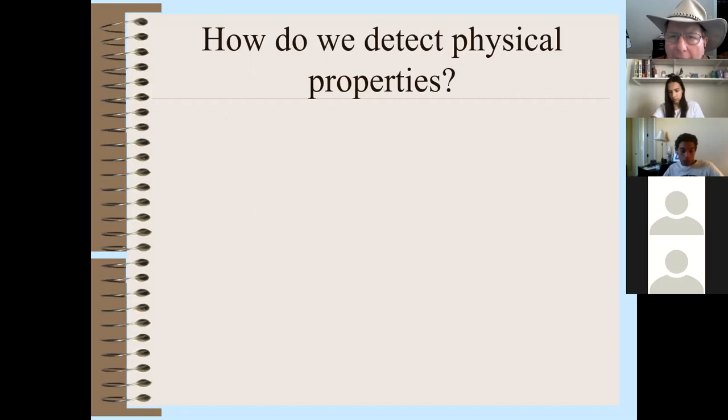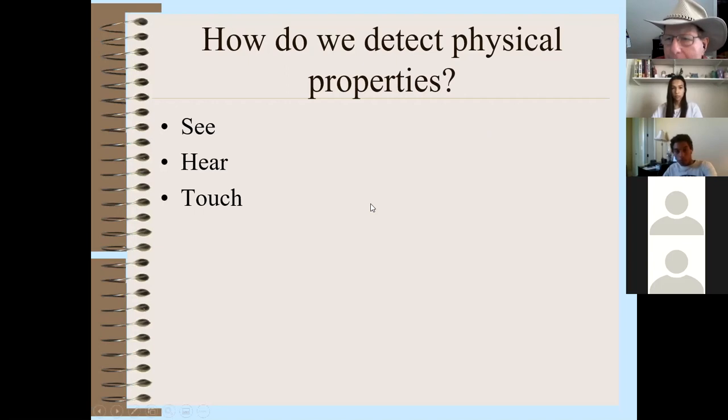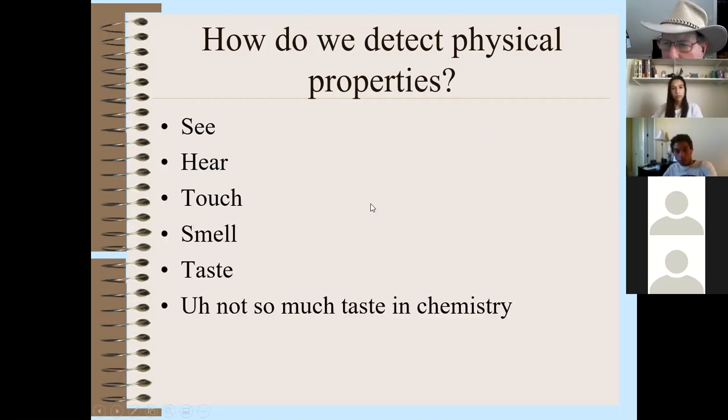Basically, how do we detect physical properties? Anybody? Using my senses. Okay, I'm sorry guys, I've only got 5 of you to ask questions of. What are we talking about? You detect physical properties by seeing, hearing, come on, touching, smelling, taste. Not so much taste in chemistry, guys, but you do.